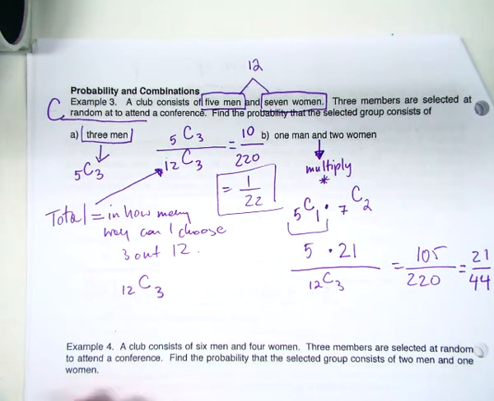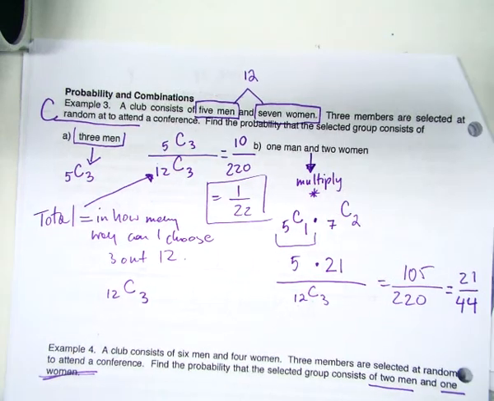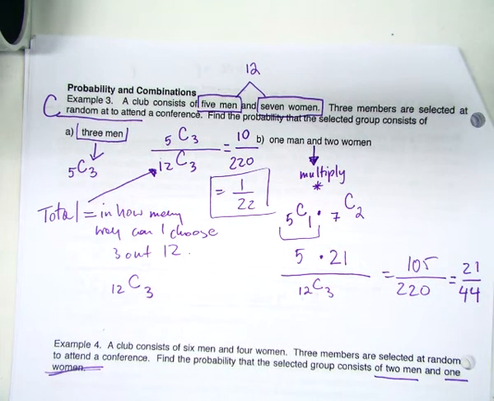Why don't you guys try example 4? It works in the same way where you have to figure out the total and then find a group consisting of 2 men and 1 woman. Okay? Take a second to figure it out and then I'll show you the answer to check.